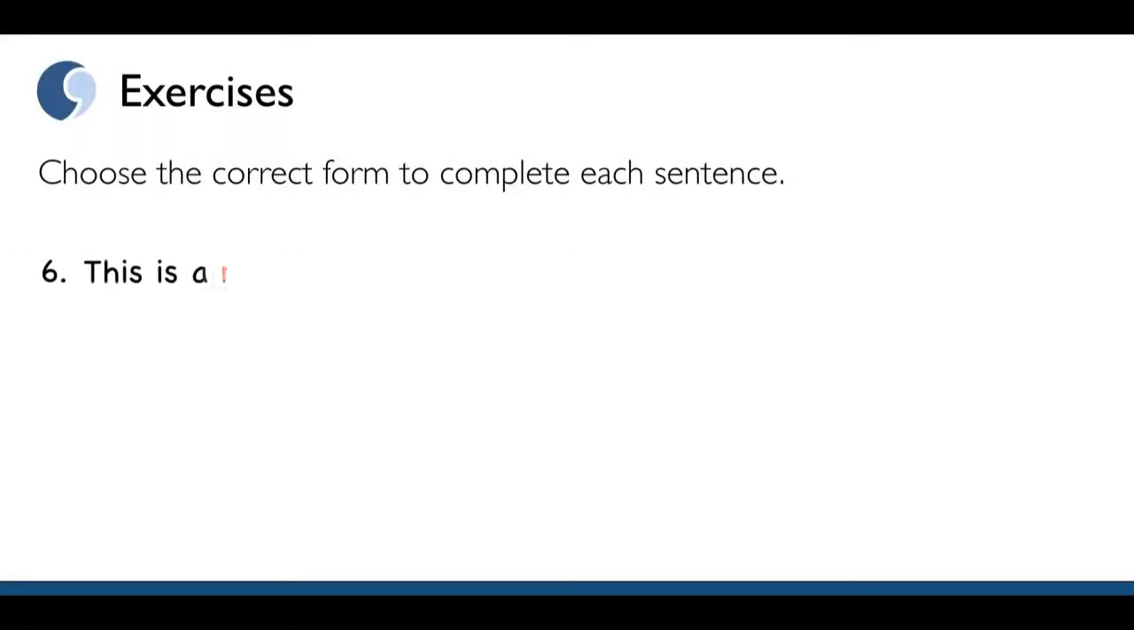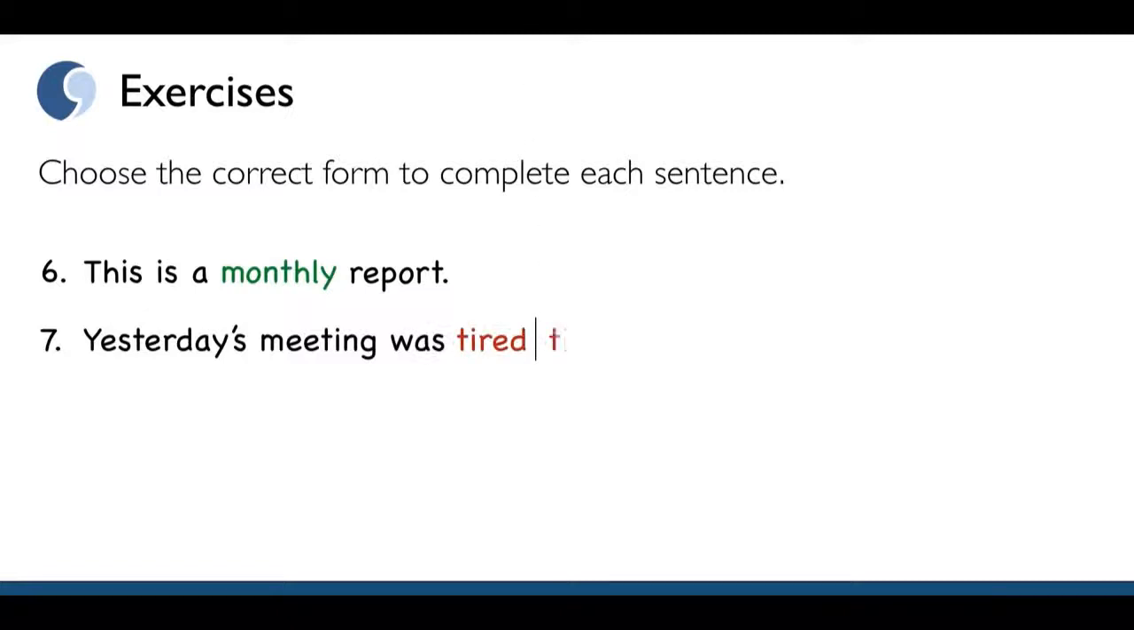Number 6. This is a report. We're looking for an adjective for report, and monthly is the adjective. Number 7. Yesterday's meeting was... We're describing the meeting, not the people's feeling, so the correct adjective is tiring. Yesterday's meeting was tiring.